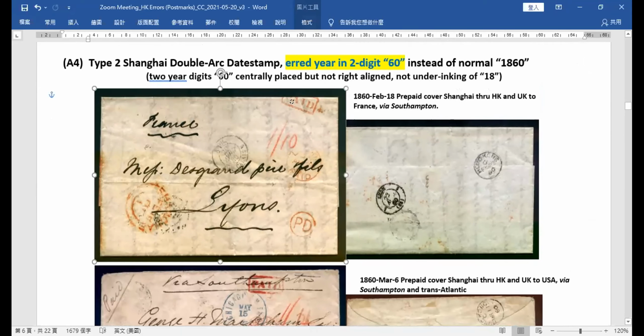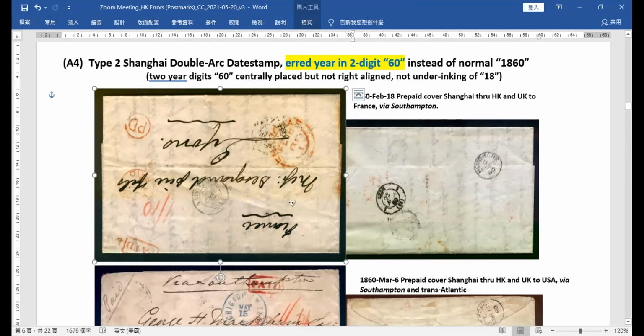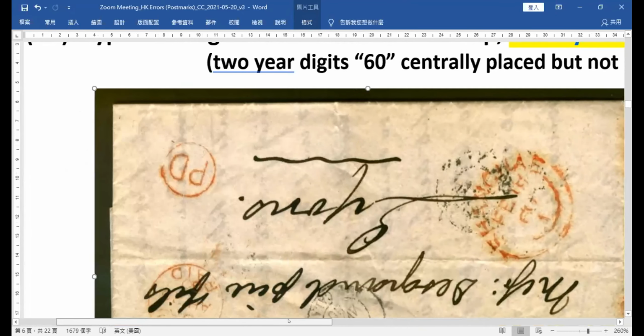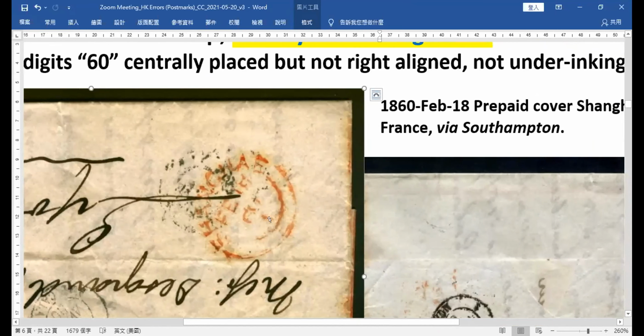In order to view it better, I think I turn it around and then enlarge it. Oh, these 2 digits are placed centrally. It's not 1H in front under inking. There's no spacing. It is another arc. There's no spacing for the 2 digits of 1H. Not enough 1/8. They put it on top of the February.